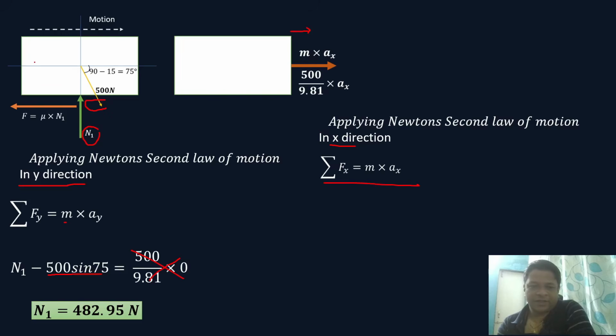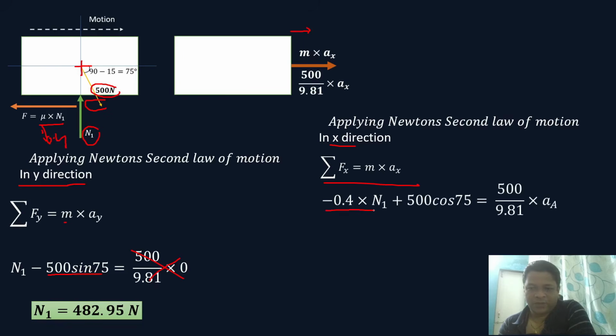So write the equation. The horizontal forces here: the first one is the weight force. It lies in the fourth quadrant, so the x component is positive. So it is 500 cos 75 minus mu into N1. The value of mu is 0.4. Put that value. So here minus 0.4 into N1 plus 500 cos 75 is equal to 500 divided by 9.81 into acceleration in the x direction, that is, acceleration of block A.